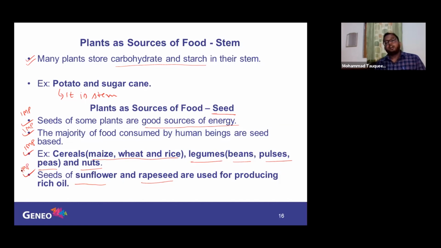So in this slide, you have to remember this example of stem. This is important. And all these four points of seeds are very important. I hope everything is clear. If you have any question, you can type your question in the chat box. I will be addressing all the questions at the end of the session. So let's move to another slide.